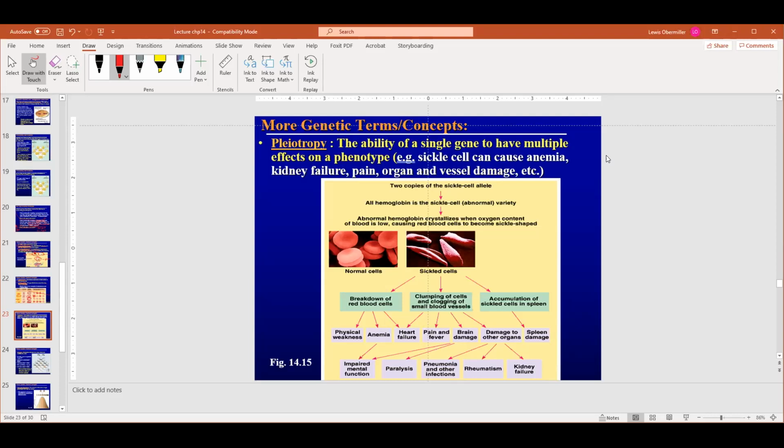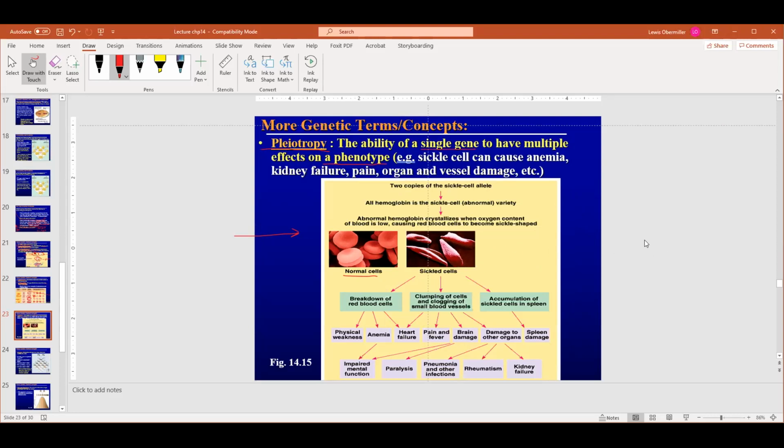Some other genetic terms that are different that you need to know, so make a flashcard or however you can remember this. Pleiotropy means that you have a single gene that can have multiple phenotypic effects. So an example that your book talks about is sickle cell anemia. Normal cells carry oxygen to your blood, and so it's not an issue.